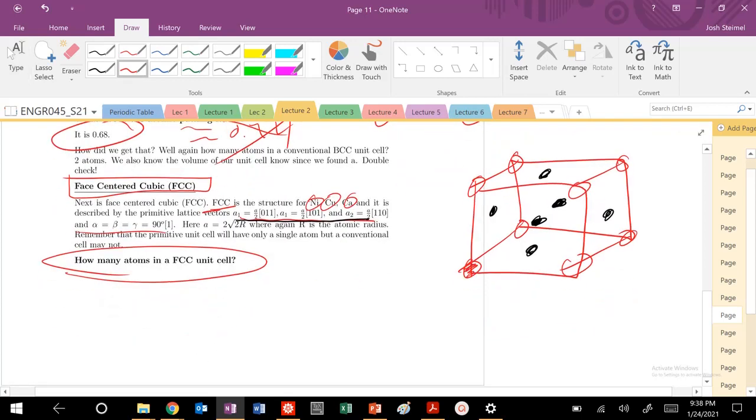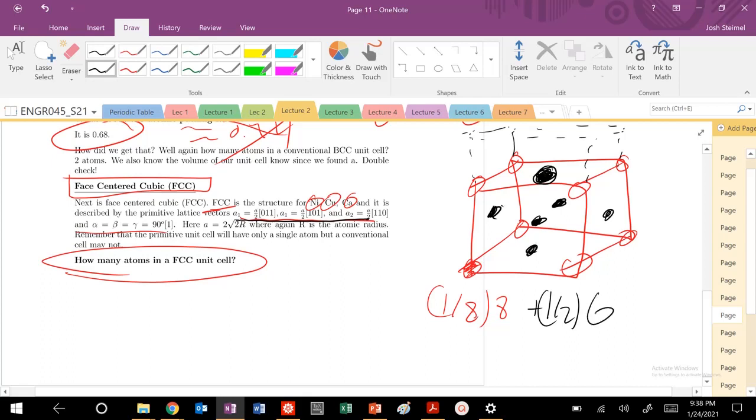Well, again, we know that each of these corner atoms counts as an 8th, and there are 8 of them. For BCC, we saw that the extra atom was inside the structure, but here they're just at the face of the cell. So there's going to be a unit cell on top of this one, and that's the other unit cell it's shared with. So each atom on a face counts as a half. How many atoms do I have here? 1, 2, 3, 4, 5, 6. I have 6 atoms here. So that's going to lead to 4 atoms in my FCC unit cell.